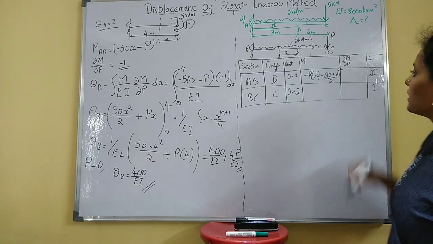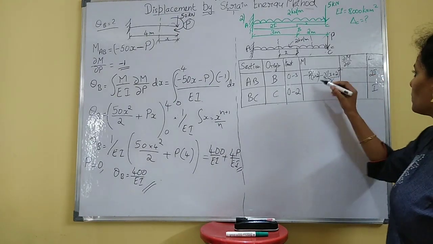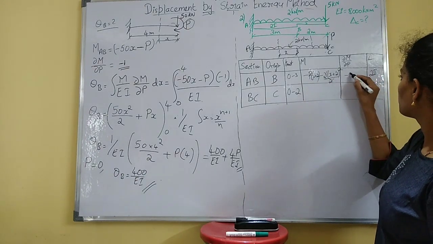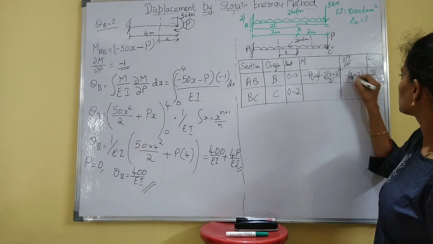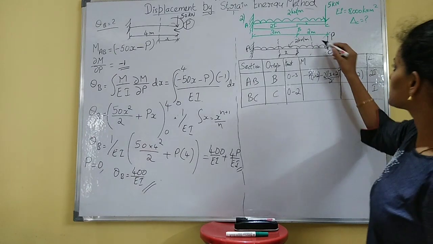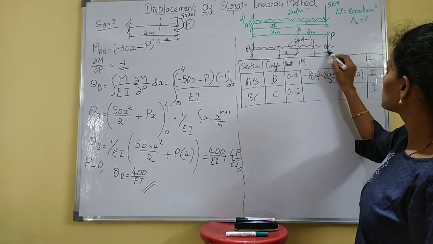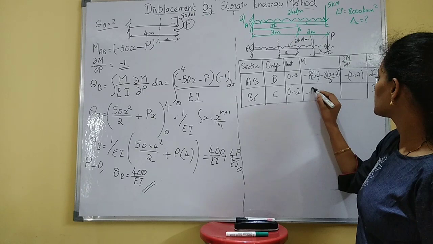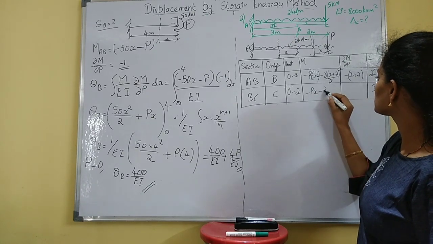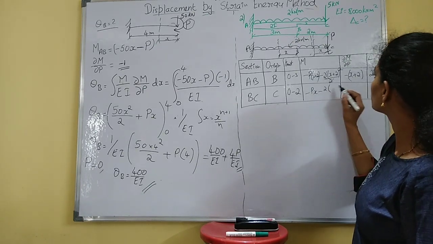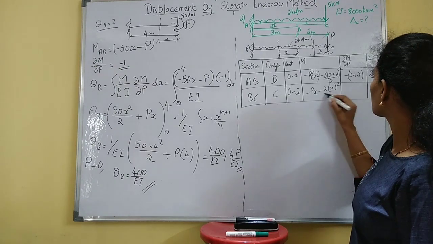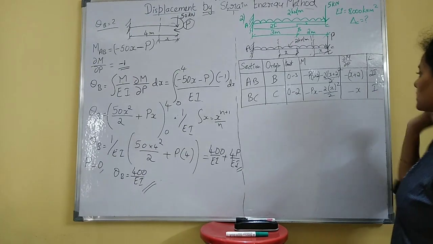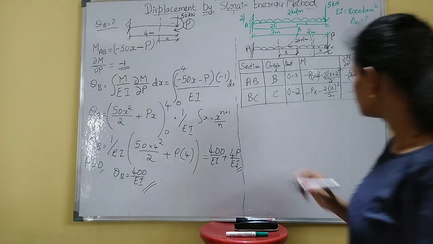Now differentiate it with respect to P. Here this will be 0, there is no P term, so here you will have minus X plus 2. Similarly for BC, your section will be here, so this will be your X. So minus P into X and minus 2 into X square by 2. And here you have minus X. Is it clear?